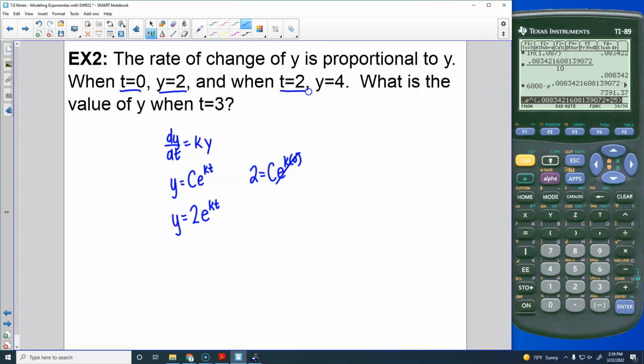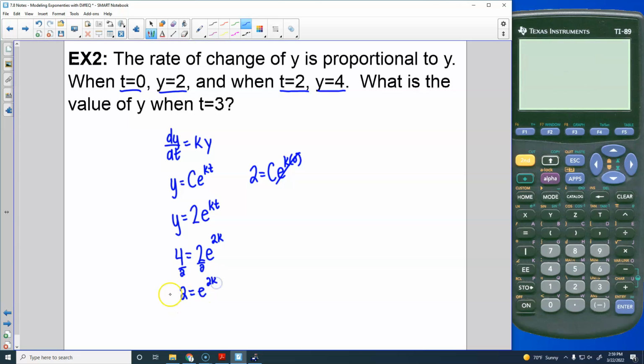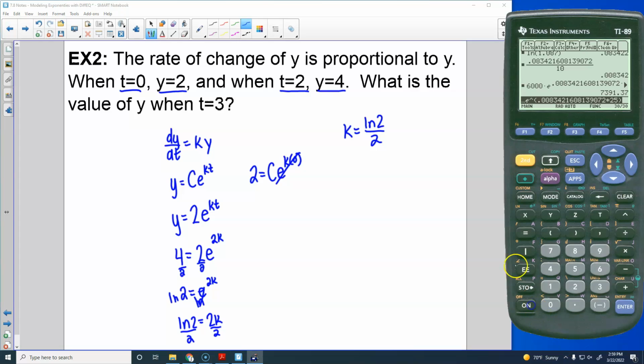Then we have our other piece of information: t equals 2, y equals 4. So 4 equals 2e to the 2k. We'll divide by 2: 2 equals e to the 2k. Natural log both sides: natural log of 2 equals 2k. Then divide by 2, so our k is going to be natural log of 2 over 2. You can leave it like that, or you can get a decimal for it.